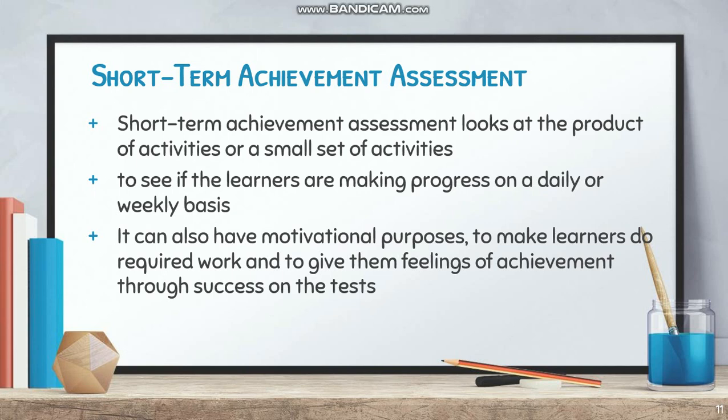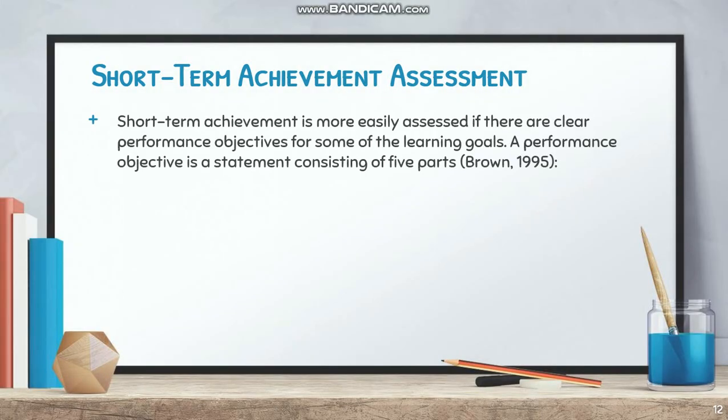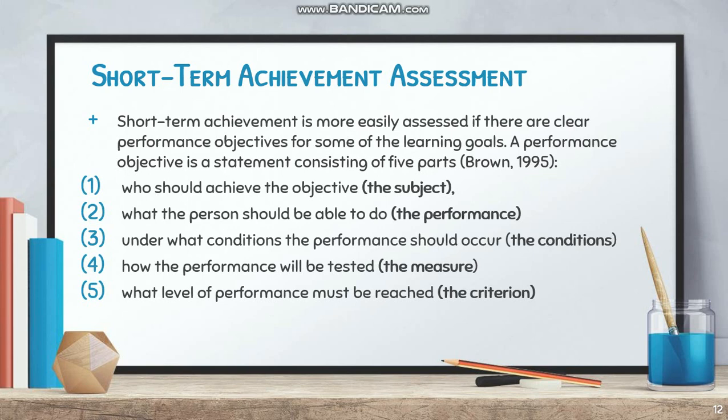It's also happened for us, for example, when we got a good score, we feel more motivated. And short-term achievement is more easily assessed if there are clear performance objectives for some of the learning goals. A performance objective is a statement consisting of 5 parts, stated by Brown, 1995. So the parts are the subject, the performance, the conditions, the measure, and the criteria.